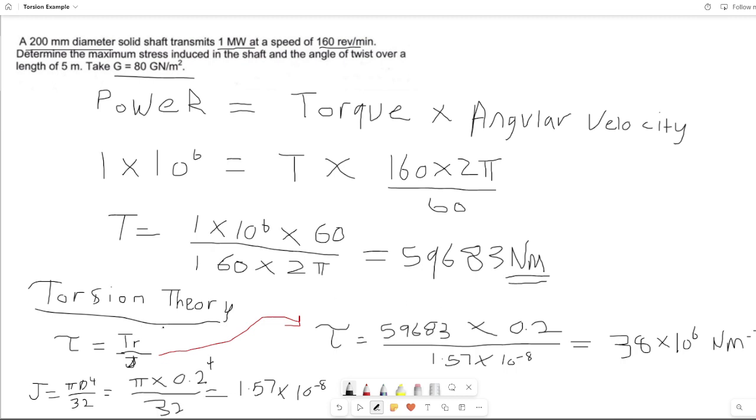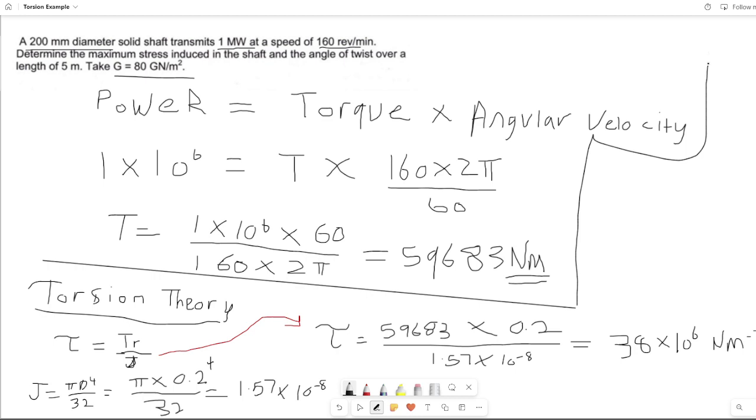Then, so we just separate that. Mark that as step 1, to work out the torque. Step 2, use the torsion theory to work out the shear stress.